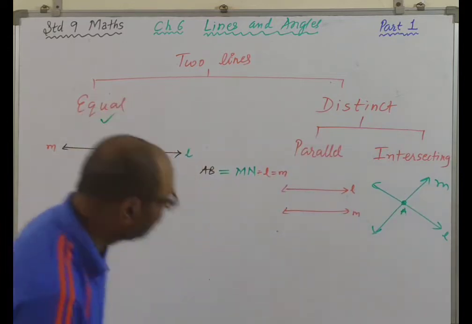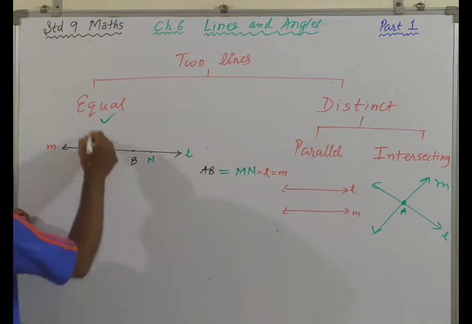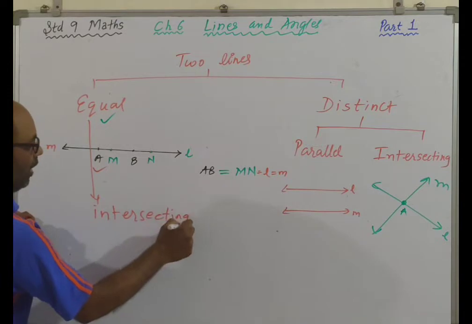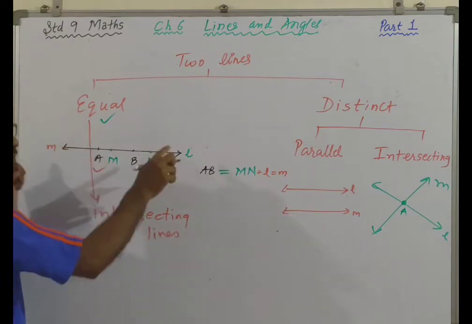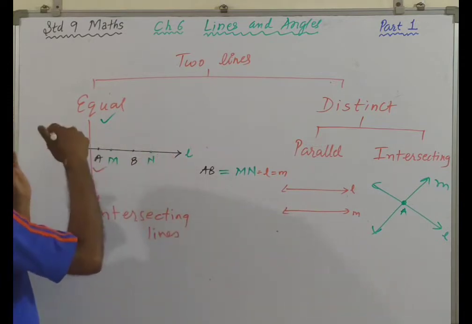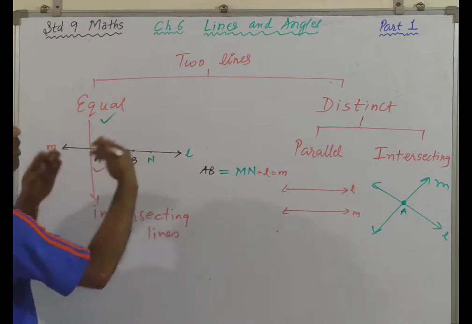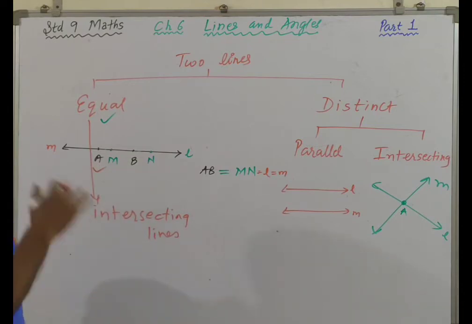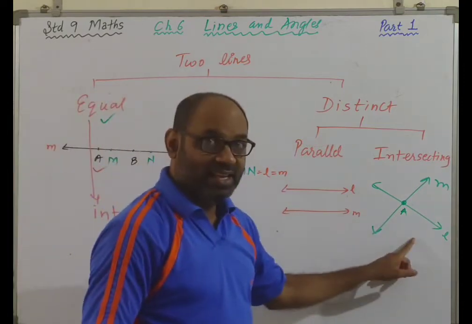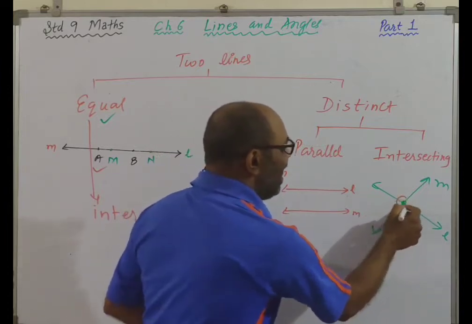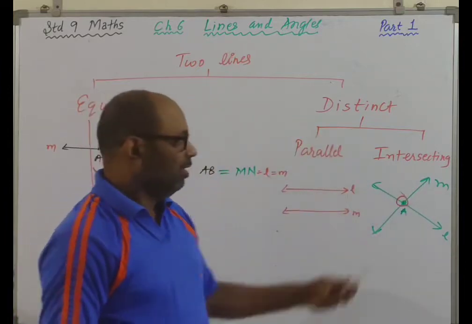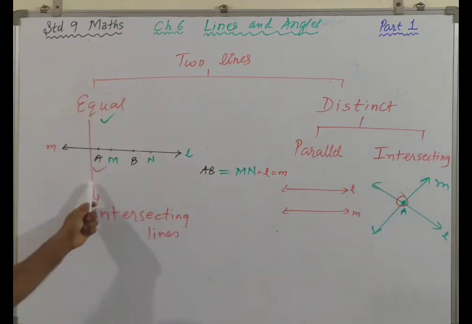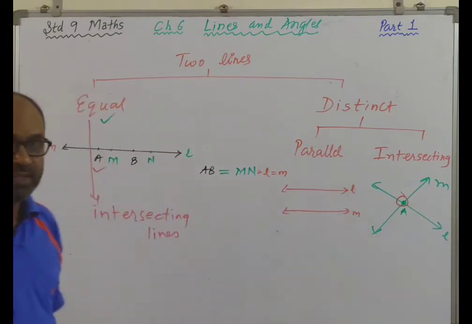Children, actually, these equal lines are also intersecting. They are also intersecting lines, but every point of one line is the same point of the other line. Dono line ke sab points common hai. Ye bhi intersecting lines hai. Yahan dono line ke ek hi point common hai. So the two lines are intersecting in the first and third case. Ye case mein bhi intersecting hai.